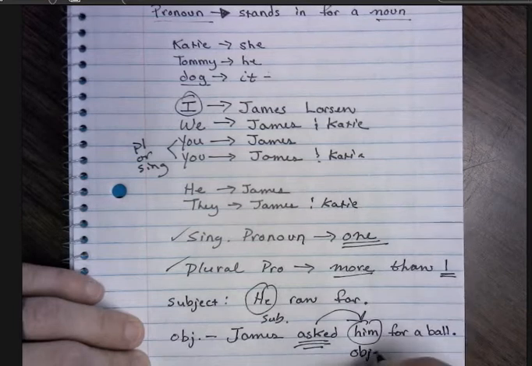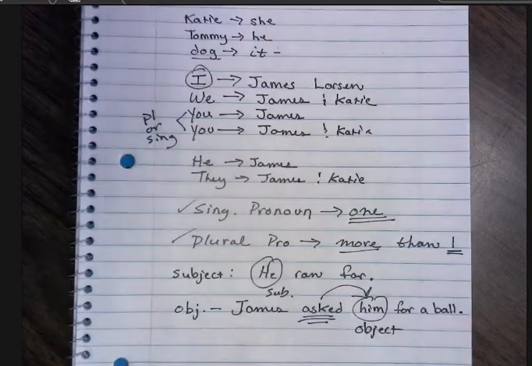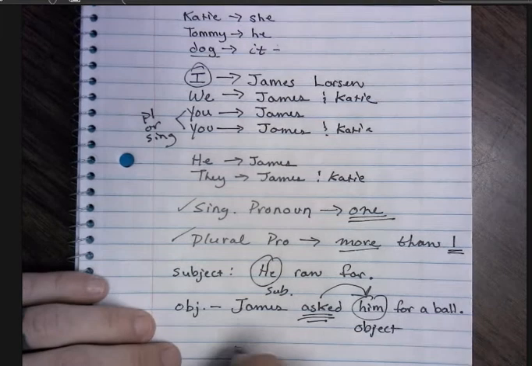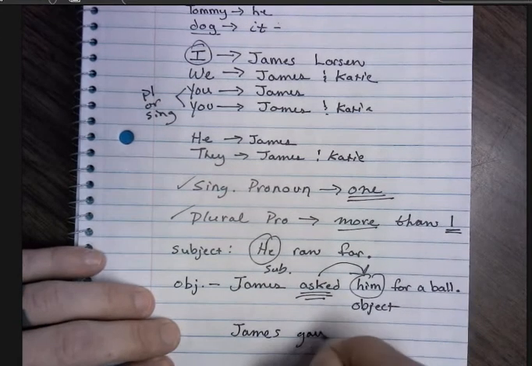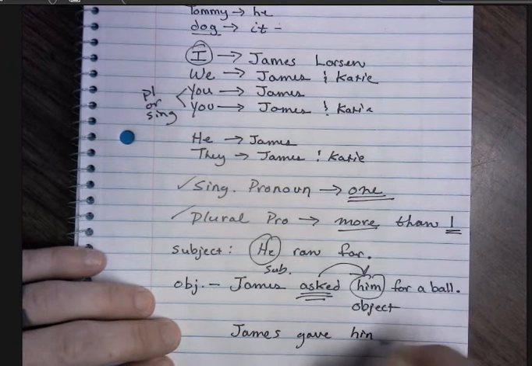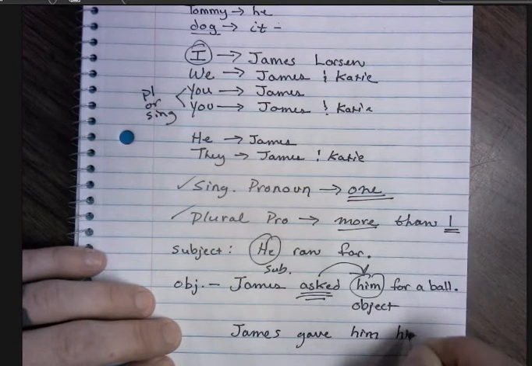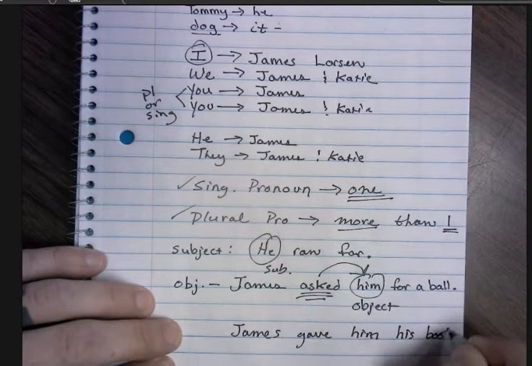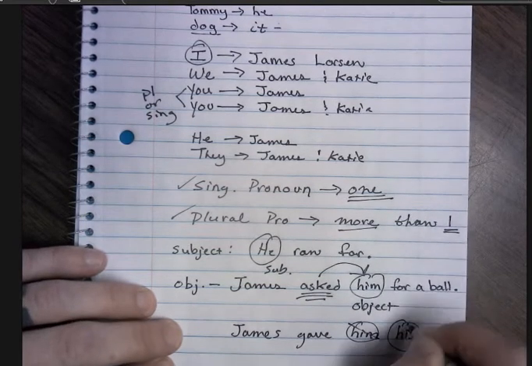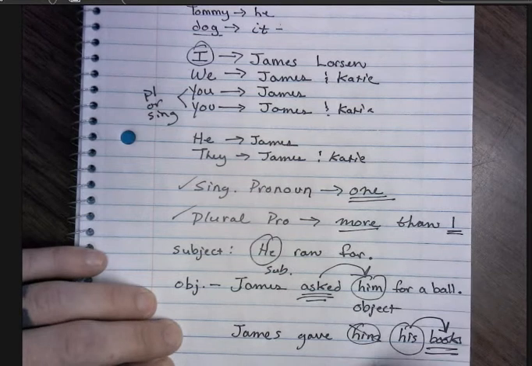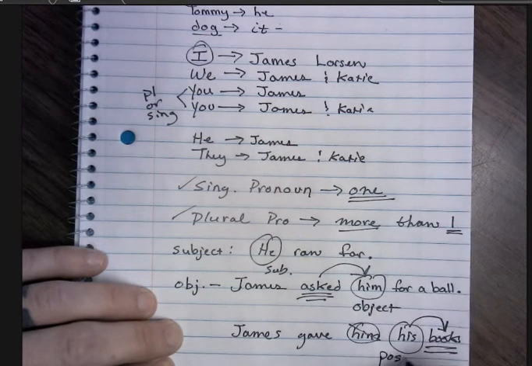Remember, direct object. And finally, we have the possessive. James gave him his book. Okay. Him is a pronoun, but it's not a possessive. His book. Whose book? His. So this is the possessive, right?